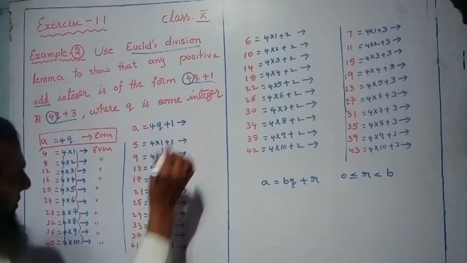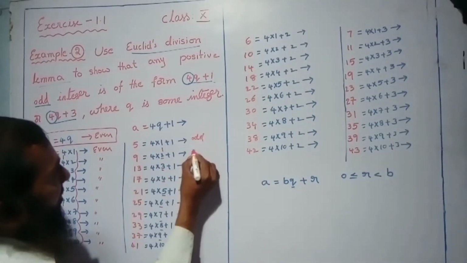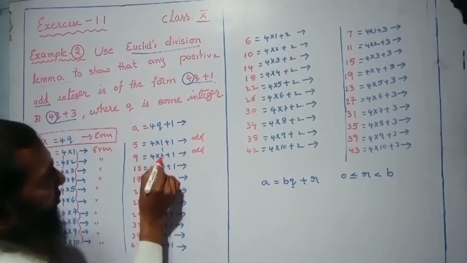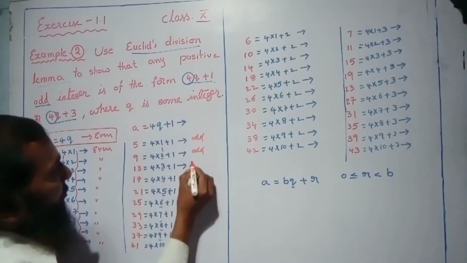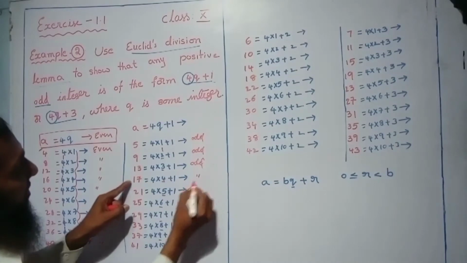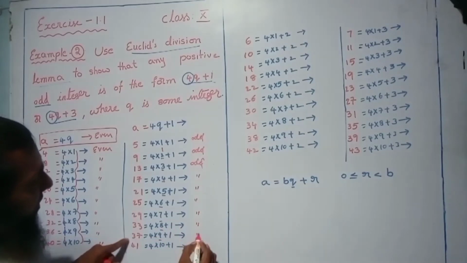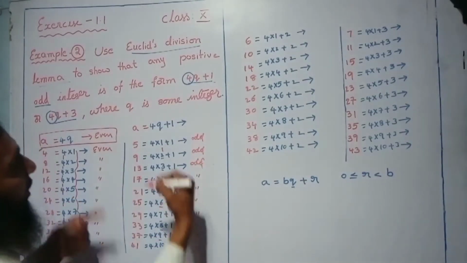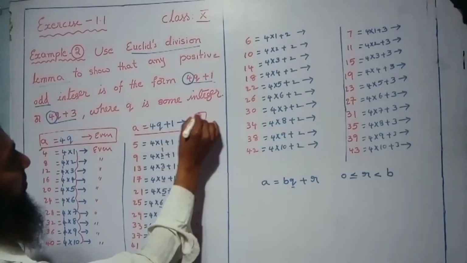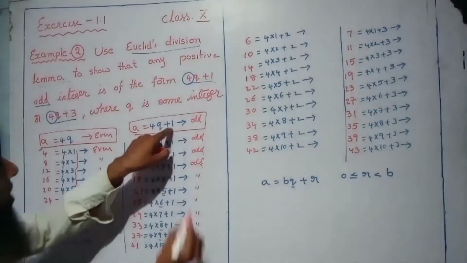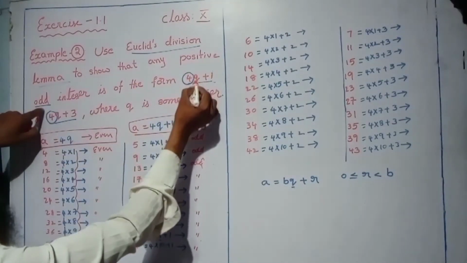Now what will you get here? See here, 5 is odd and 9 is odd. It means if I multiply 4 by 2 and add 1, we get 9, which is odd. 4 3 is 12 plus 1 is 13. So it is odd, and 17 odd, 21 odd, 25 odd, 29 odd, 33 odd, 37 odd, 41 odd. If these are all odd, what do you say? 4q plus 1 is also an odd positive integer. That's why it is clearly given that 4q plus 1 is an odd integer. Which type of positive odd integer is it?